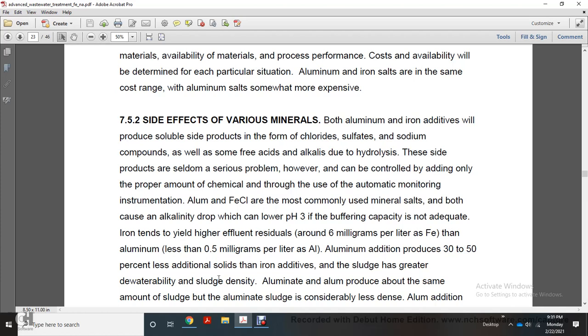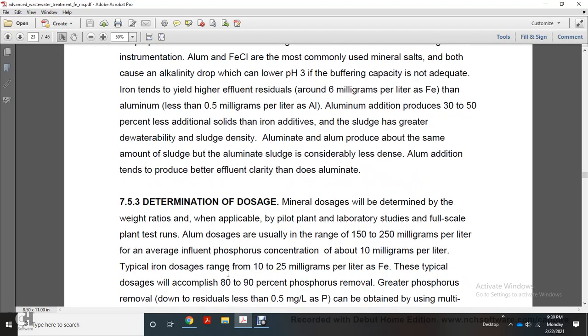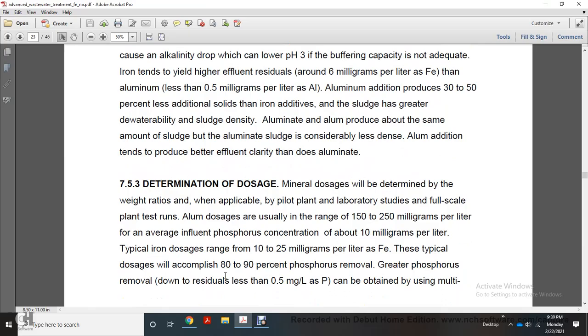The sludge has greater dewatability and sludge density. Aluminate and aluminum produce about the same amount of sludge, with aluminum sludge being considerably less dense. Aluminum addition tends to produce better effluent clarity than does aluminate.